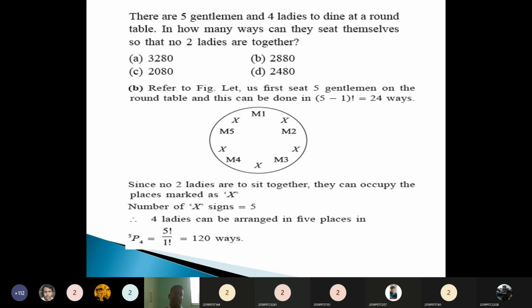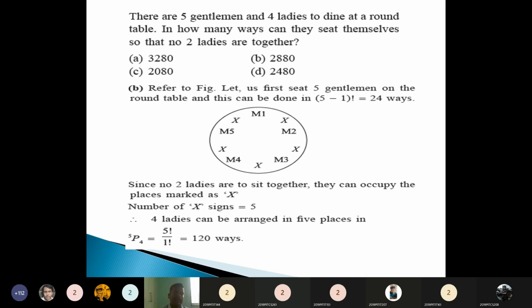So in that, seats can be allocated for ladies. We have totally 5 places in between the gentlemen. Then only you can arrange no two ladies together. So out of those 5 places, you can arrange the ladies.